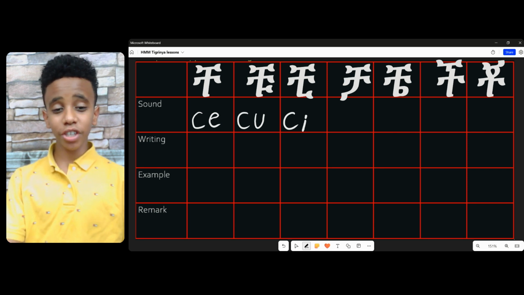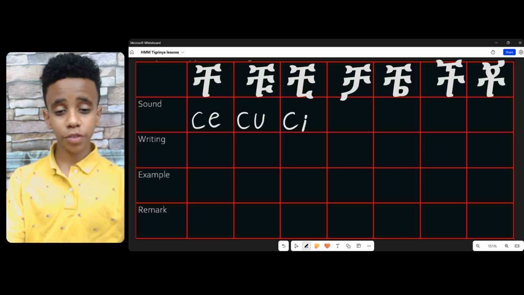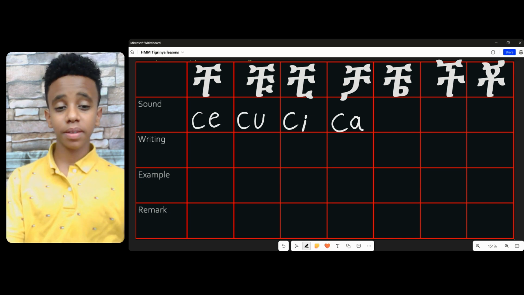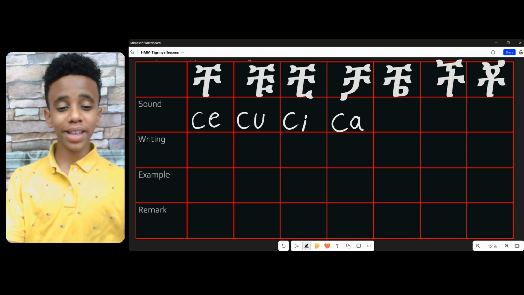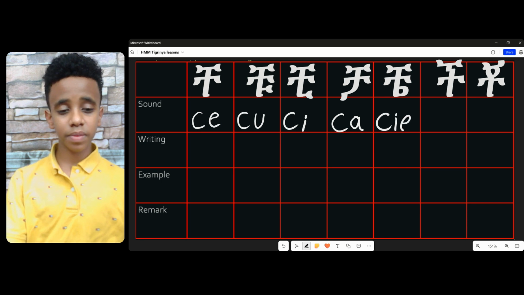Our fourth letter is the letter Cha. And you can write the letter Cha by just writing C-A. Our fifth letter is the letter Che. And you can write the letter Che in English by writing C-I-E.